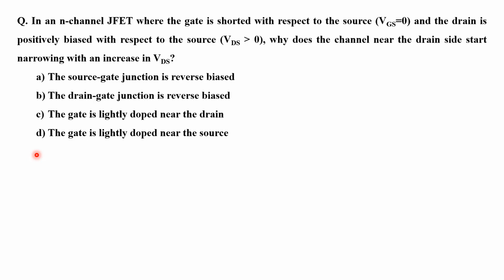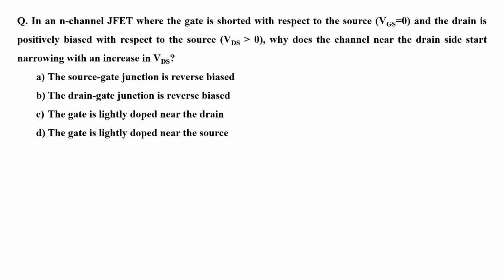Okay, and somebody joined right now, I think. So why does the channel near the drain side start narrowing with an increase in VDS, they are asking. You can take 2 minutes. Ma'am, here the gate is completely shorted, so it is not reverse biased or any biased. In options A and B, they mention gate junction is reverse biased, so we can eliminate A and B. But this doping thing, I'm not understanding, ma'am. It's a biased thing, so source and drain are biased, gate kept shorted. So that option is not there, ma'am. The source and the drain have positive bias. That is my answer, ma'am.